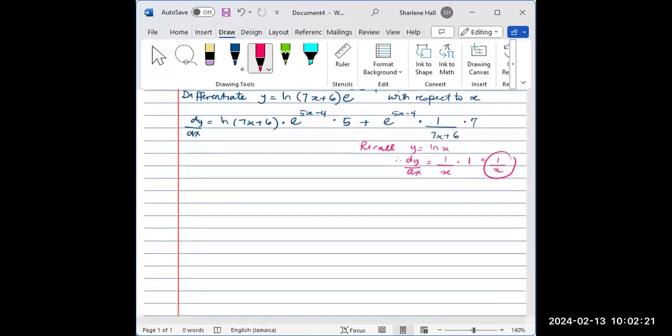And then we're going to have dy by dx equals, I'm going to call this, 5 ln(7x minus 6) times e to the 5x minus 4, plus 7 over 7x minus 6 times e to the 5x minus 4. Everybody seen that one so far?